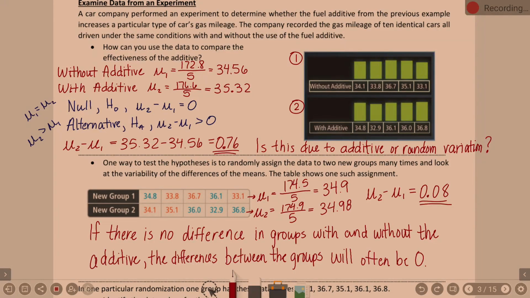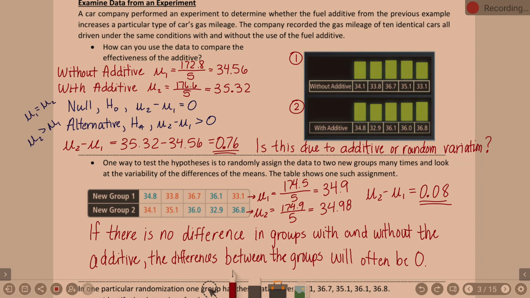In your class, sounds like we left off here where we had found our means, right? So we had these 10 values, 5 without additive, 5 with additive. They'd taken them, mixed them around, formed 2 new groups, right? And then with that, we found mean 1 and mean 2. When you look at these means, we then found the difference of the means.